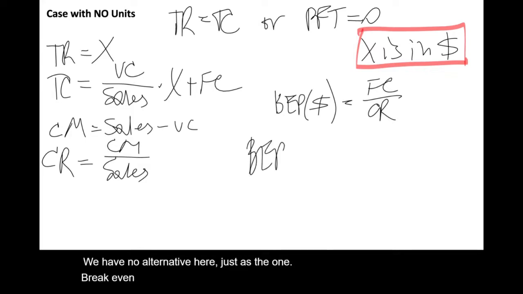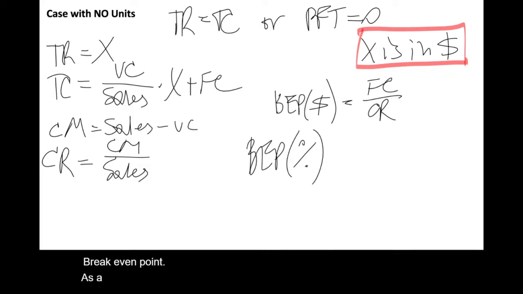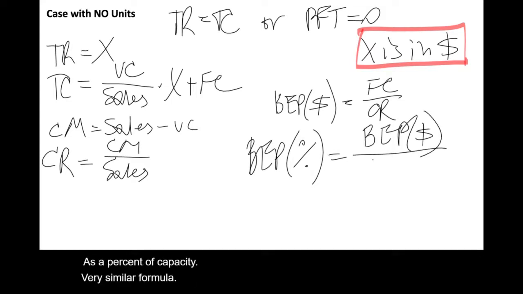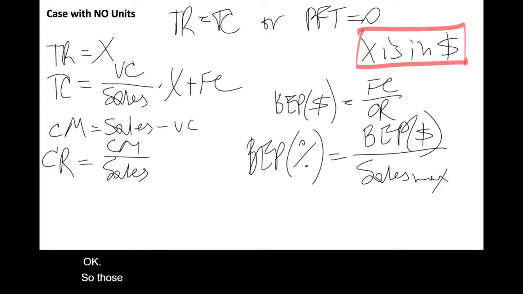Break-even point as a percent of capacity is a very similar formula, over sales max. Okay, so those are the formulas for the case when we have no units. Let me know when you're ready to continue, or if you have any questions.